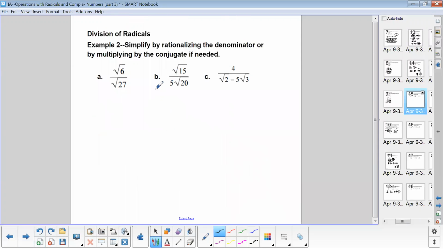Square root of 15. So square root of 15, I'll say square root of 5, square root of 3. And then square root of 20, we'll say square root of 5, square root of 4. So notice the square root of 5s will divide out. What does square root of 4 become? Well, it's going to become 2. Square root of 3 in the numerator, so you're going to have square root of 3 divided by 10.